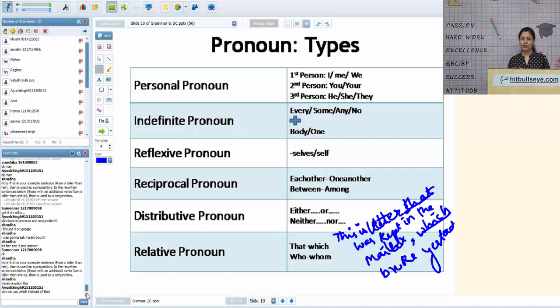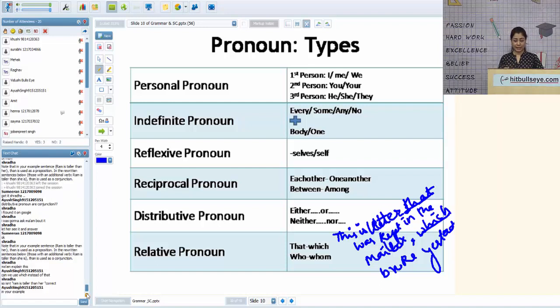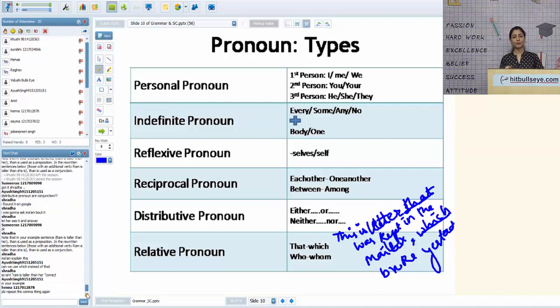Ayush, we cannot always use that in place of which, because both of them have different usage. Even though both of them are relative pronouns, they are used to relate to things, but that tells me about direct relationship, whereas which is telling me about additional information.